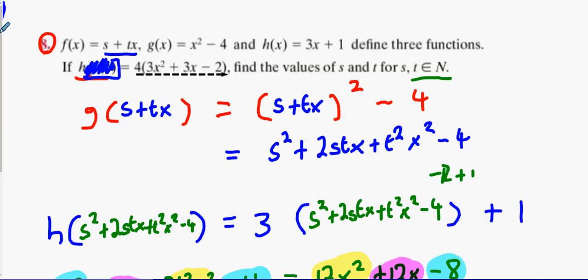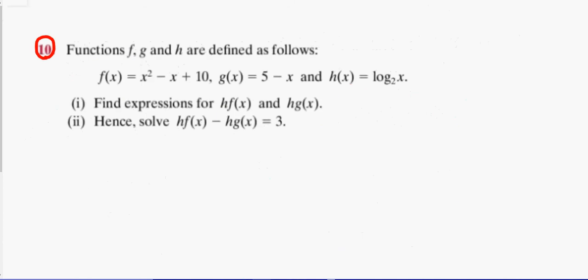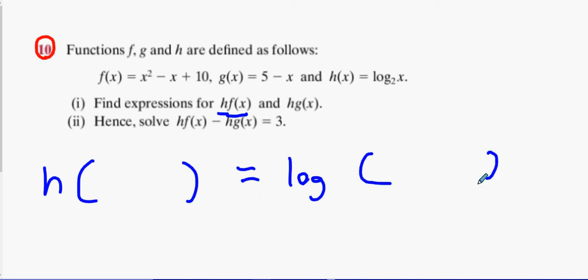Okay, so we've done 8. Now we're going to move on to 10. Okay, once again, two functions in a row. So do f first and then put it into h. So h of blank equals log blank base 2. And we put in f of x into the function. And that's your answer for the first one.